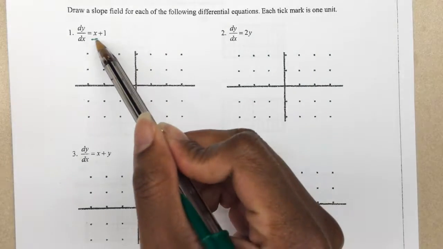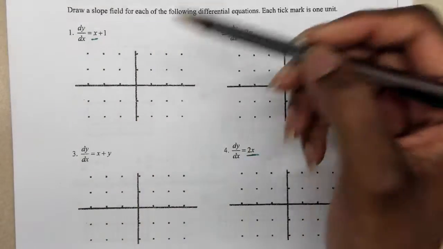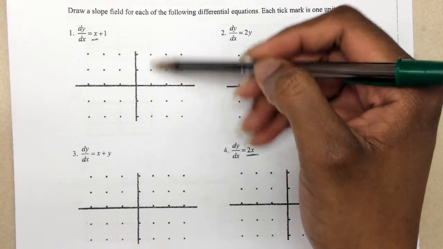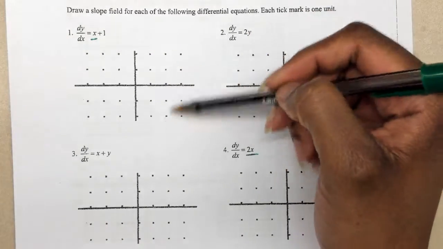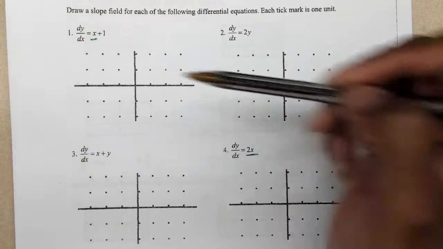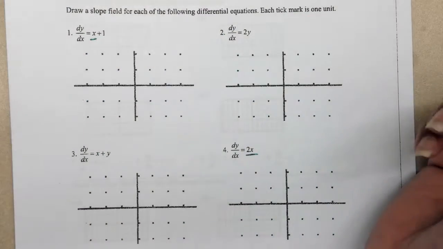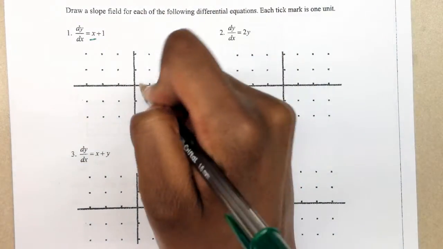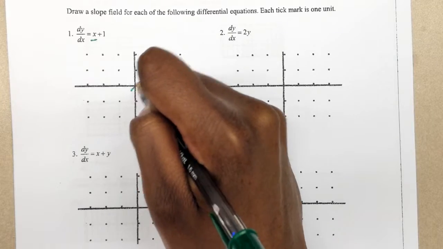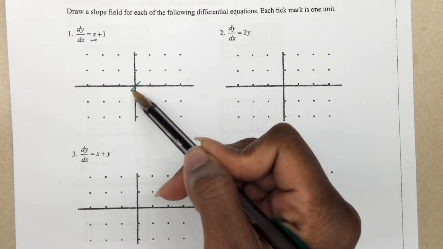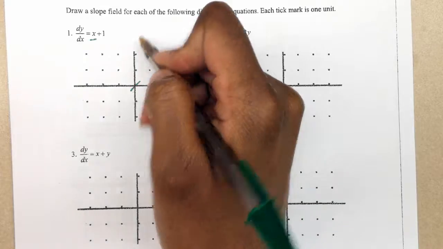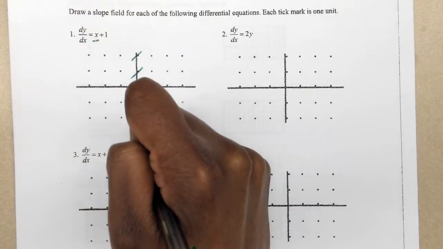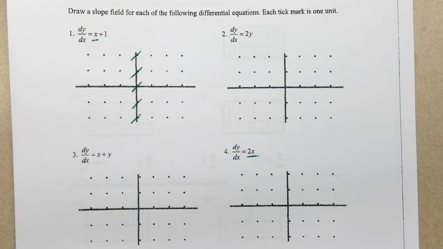And because of that, this means that for every x, so for every horizontal section of my slope field, my tick marks are going to look exactly the same. So when I do x plus 1, if x is 0, then my slope is 1. Right? All along the y-axis, x is 0. So my slope is going to continuously be 1.